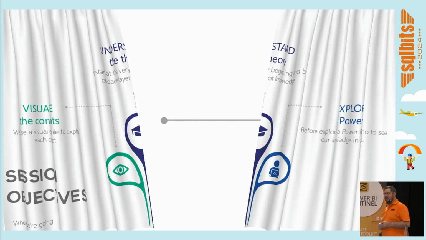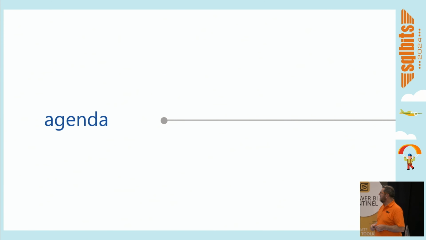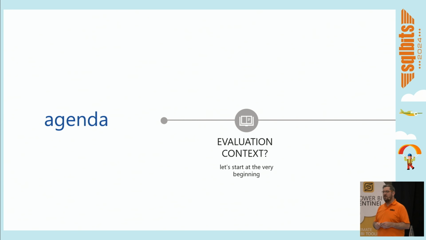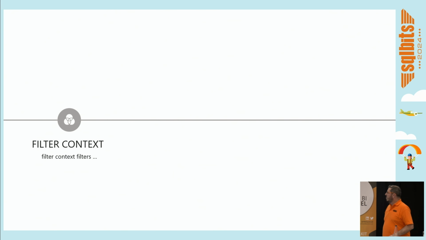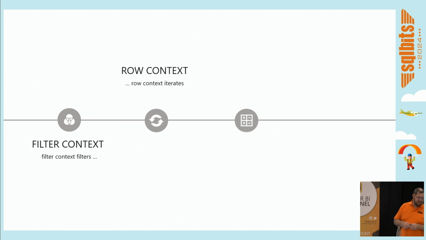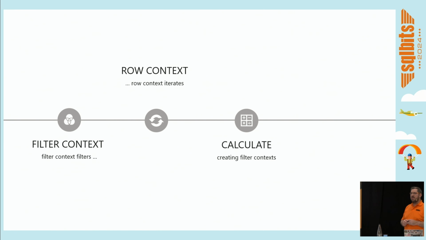How are we going to structure the session? Firstly, we're going to look at the theory of evaluation context. There are no demos or anything that I can show you here. This is a pure theory section. We're then going to move on and get familiar with the data set that I'm going to be using throughout the talk. And then we're going to look at various components that make up evaluation context: filter context, row context, and using the CALCULATE function to modify contexts.